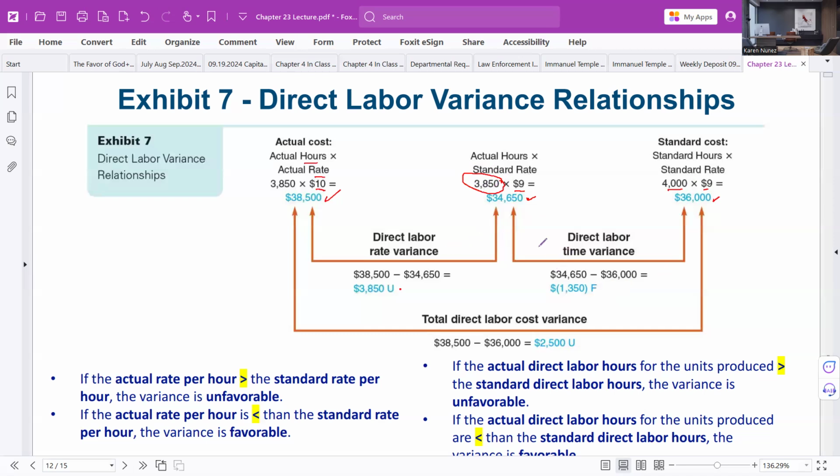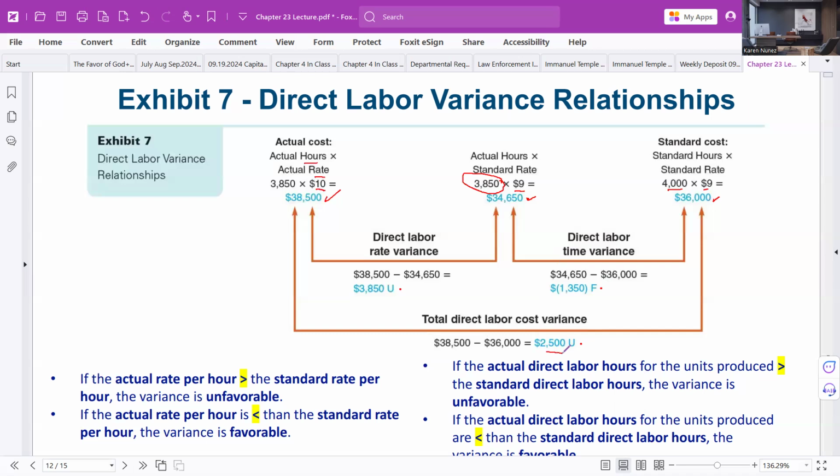Put these two pieces together, you have this unfavorable variance and this favorable variance, which results in a net unfavorable variance. 38.5 minus 36 gives us an unfavorable direct labor cost variance of 2,500.